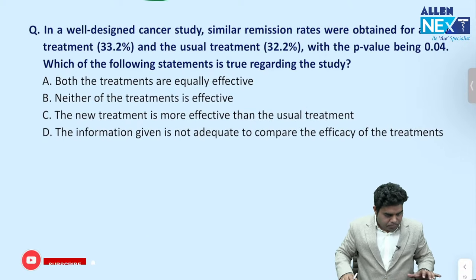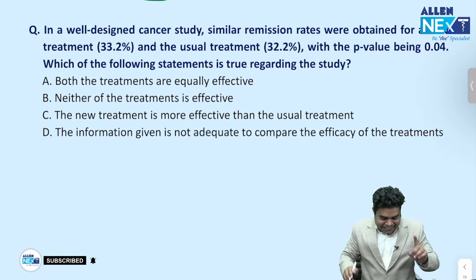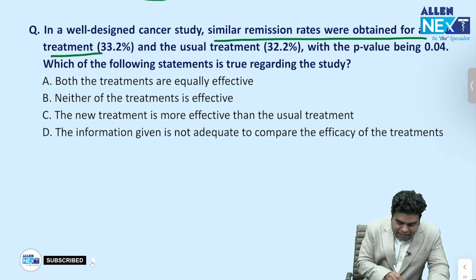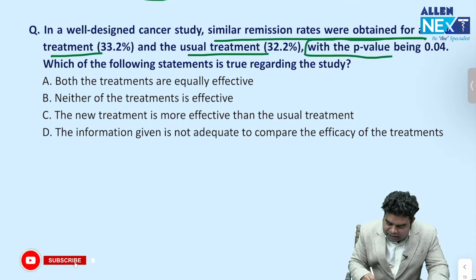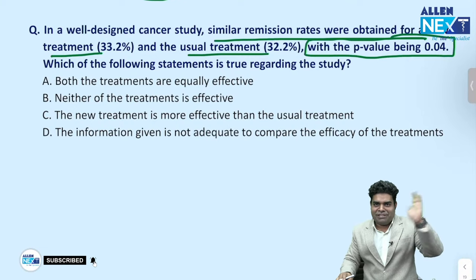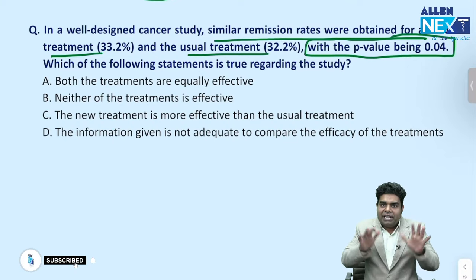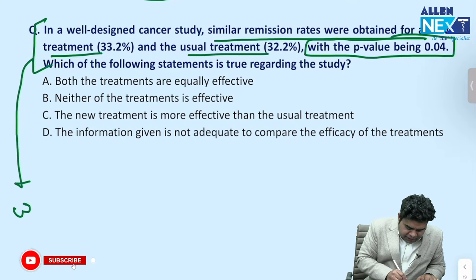Chalo. Now, in well-designed cancer studies, you can understand these questions now. Similar remission rates were obtained for a new treatment and the usual treatment, with a p-value of 0.04. This is a different question. I was thinking it is based on parametric, but not. Achha, first tell me, in this study, this question has not been asked, but I am asking: which test will you apply?